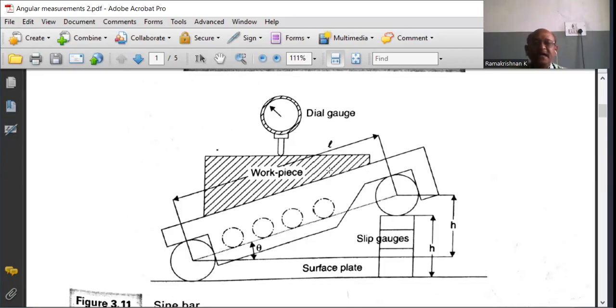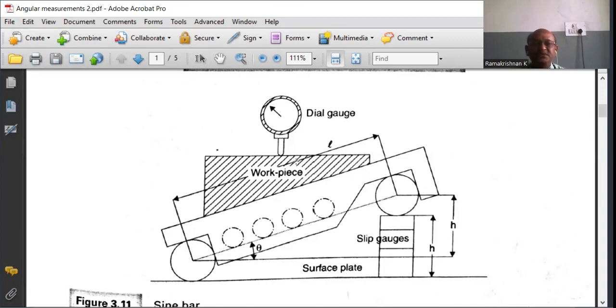Then the roller near the tapered surface is lifted from the surface plate, and in the gap, a suitable combination of slip gauges is stacked one over the other, so that the tapered surface becomes parallel to the surface plate. The slip gauges are stacked by trial and error method. If the slip gauges are kept in the correct manner, the tapered surface is made exactly parallel to the surface plate.